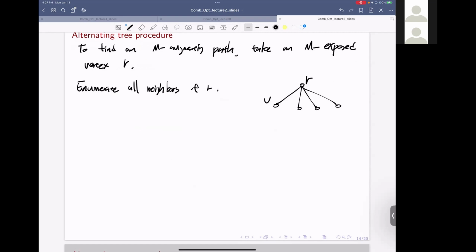If this is M exposed, that means that we got an augmenting path of length 1. So these two vertices are not covered. You can match these two vertices. This is an M exposed vertex. This is an M augmenting path. So let me write it down. If one of them is M exposed, we get an M augmenting path.